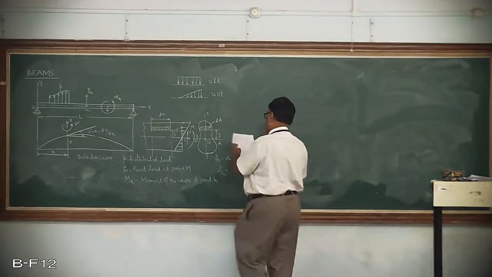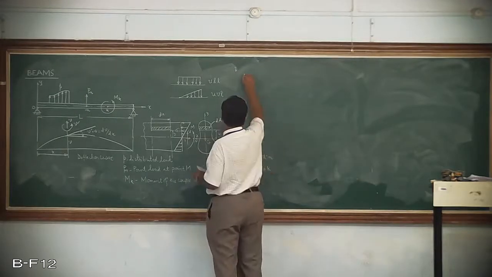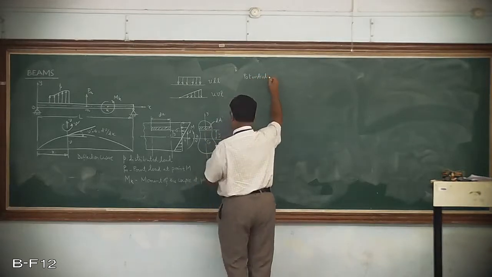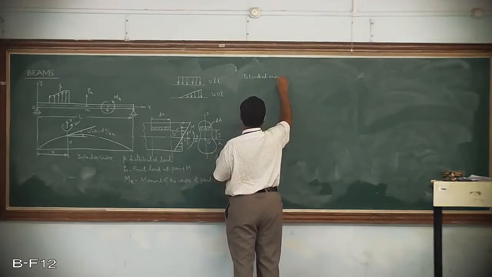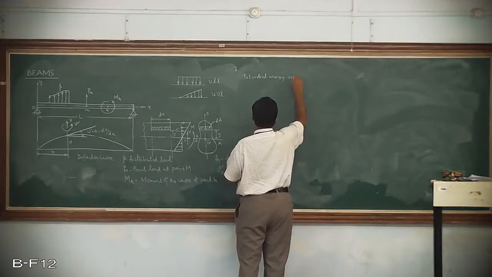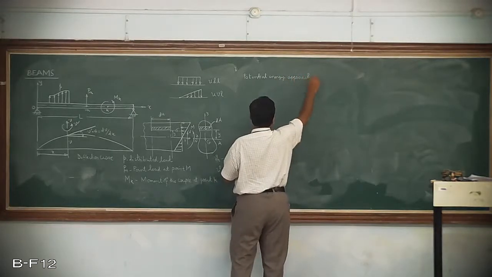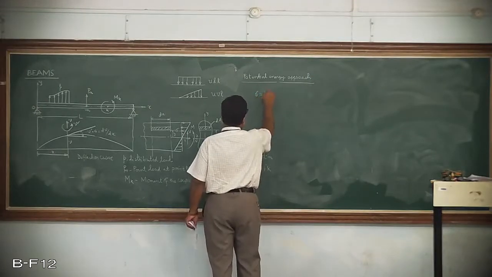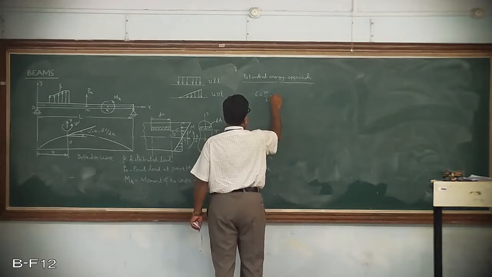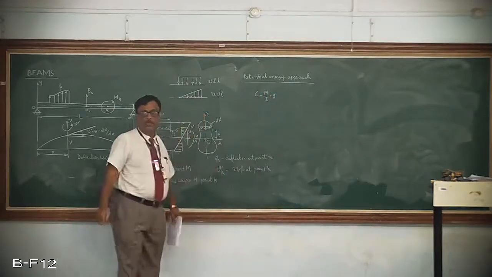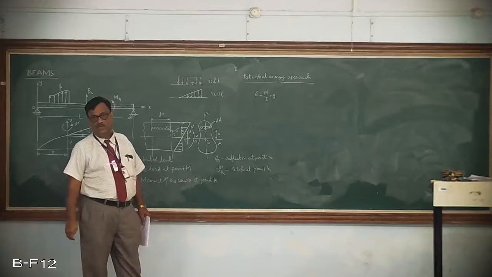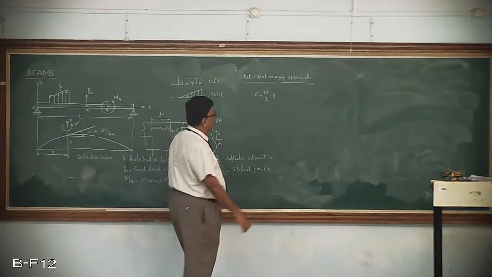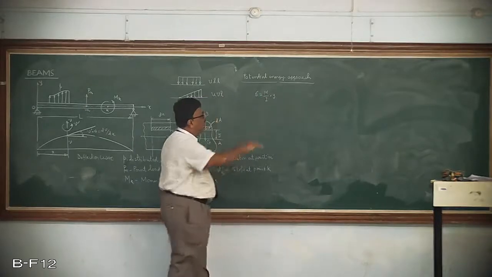Now let us consider the other parameters from the potential energy approach. Before that, bending stress is always given by M by I into y, where M is the bending moment applied to the beam, I is the moment of inertia of the cross section about the x-axis or y-axis, and y is the distance of the fiber under consideration from the neutral axis.